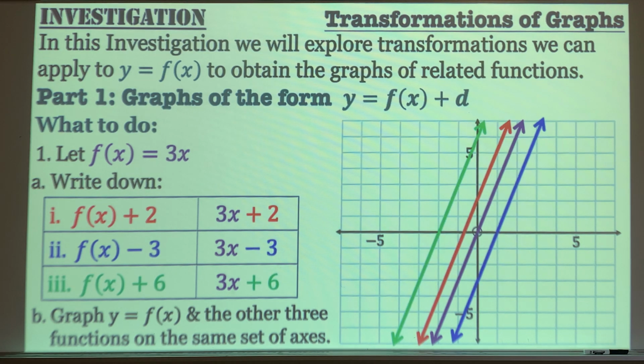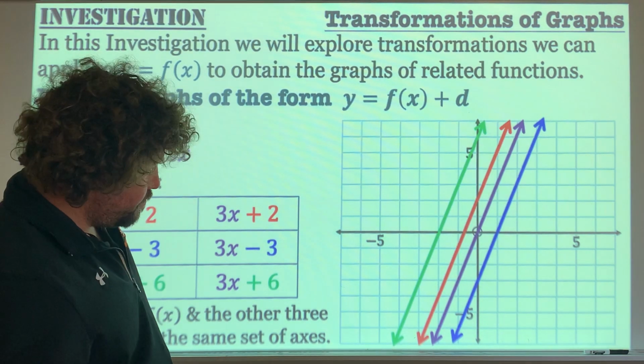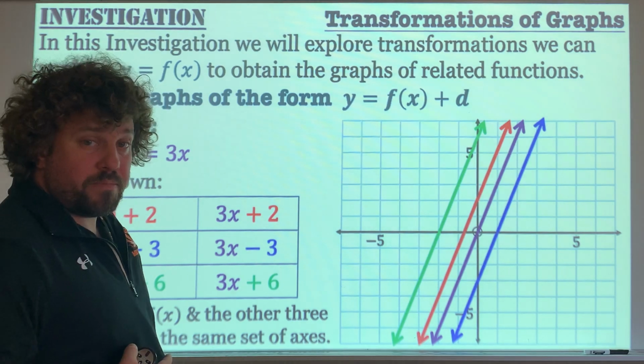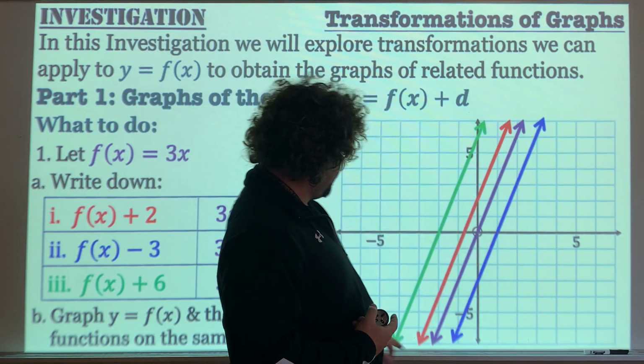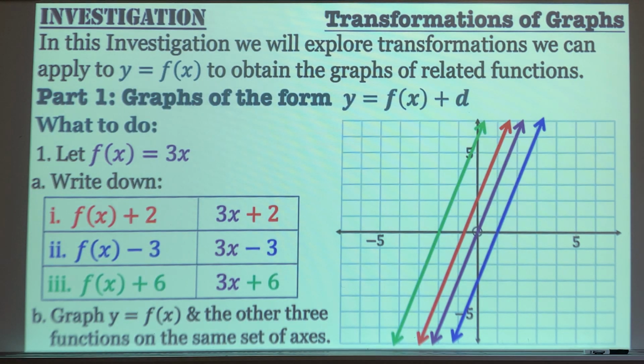What do you notice about those graphs? Tell me two things about those graphs. 1, the slopes are the same. That should be pretty obvious. And 2, all you're doing is moving the original graph up or down. All right? There's your investigation.